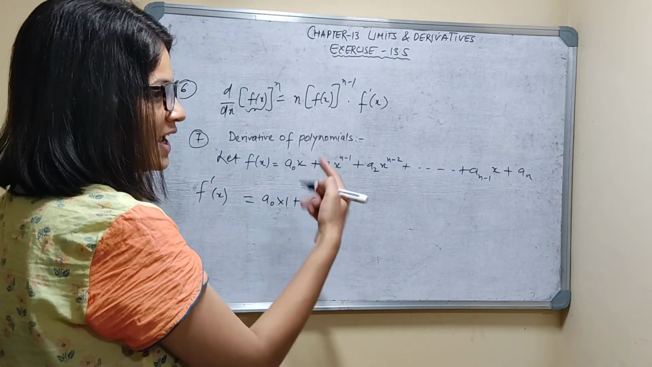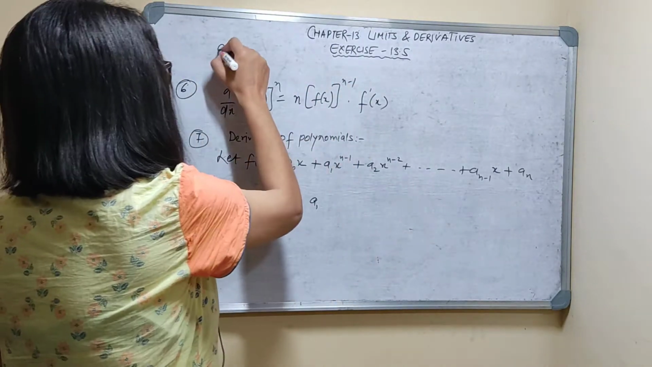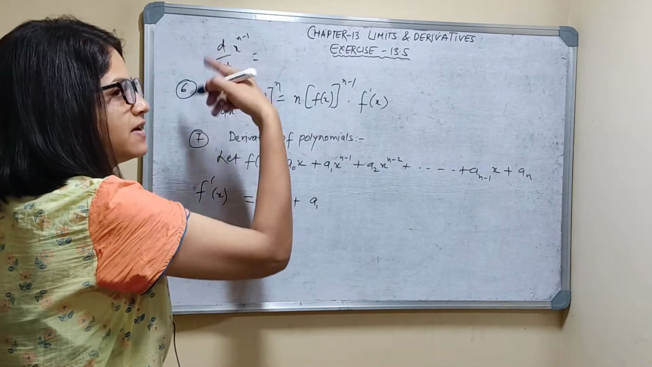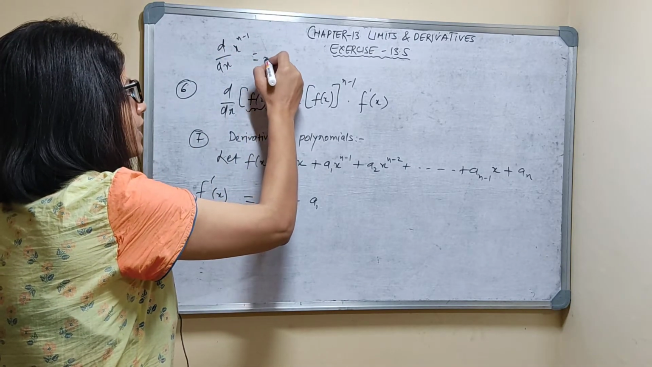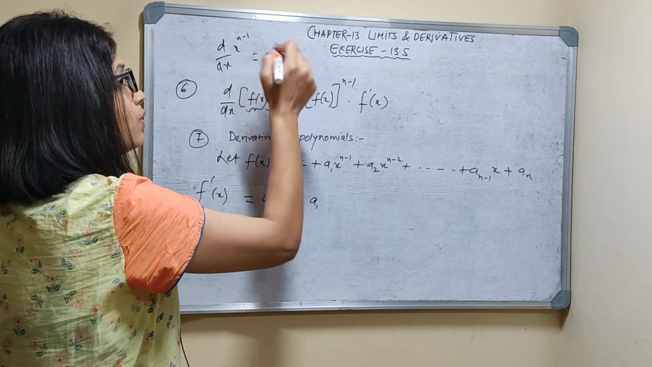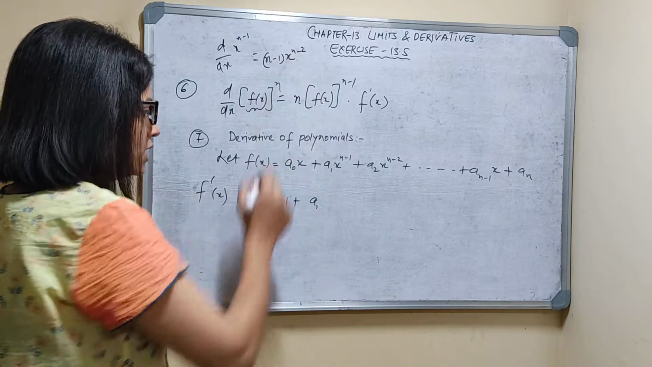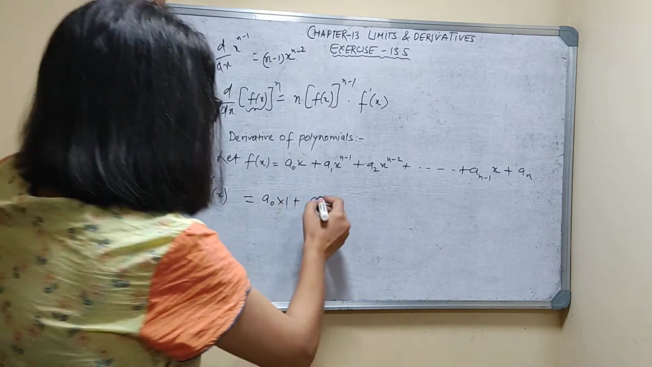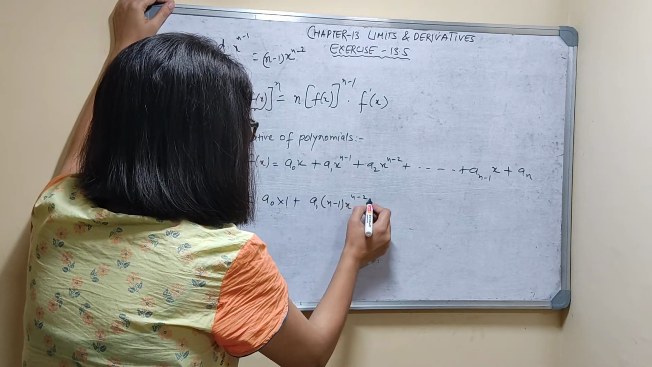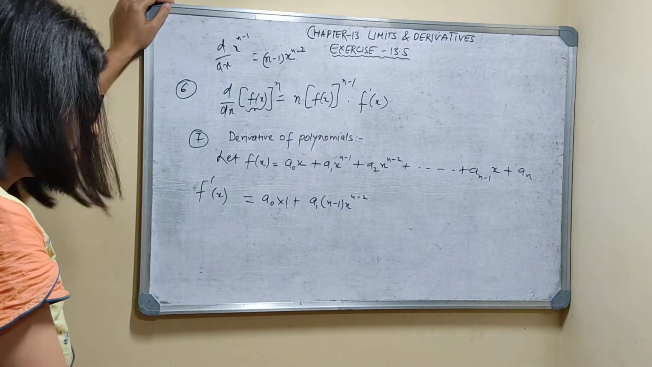Then a1 will come out. d by dx of x power n minus 1. What is d by dx of x power n? n x power n minus 1. So in place of n I am writing n minus 1, so n minus 1 into x power n minus 1 minus 1, that is n minus 2. So a1 into n minus 1 x power n minus 2. Like this you will write. Is it clear?